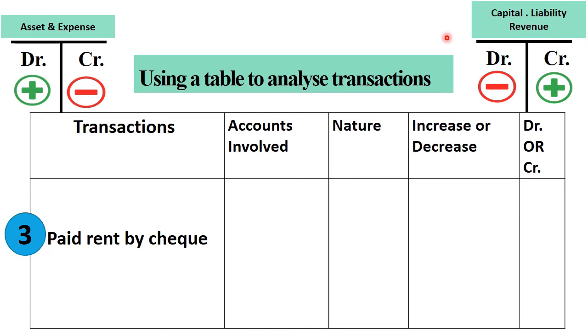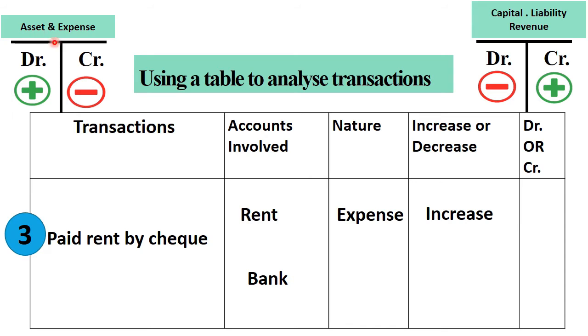Paid rent by check. So first of all, we need to find out what are the two accounts involved. So one is rent, and since it is written check, the second account affected is bank. Then we are going to find out what is the nature of rent according to modern approach. So according to modern approach, rent is an expense. So we'll write here expense, and when we are paying rent, we say our expense is increasing.